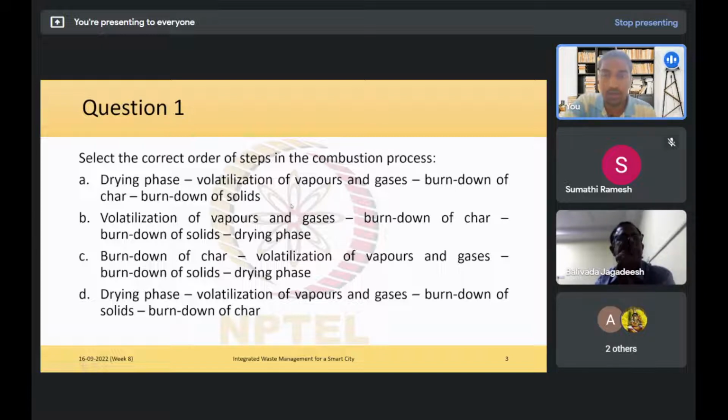The right option is option D, where we start with the drying phase. I'll keep the explanation for later, because in the next question we'll look at what these different phases mean. We start with the drying phase where the moisture is driven off, then volatilization happens of the different vapors and gases, then the burn down of solids takes place, and finally the burn down of char. That is the correct order of the mechanisms that take place in the combustion process.